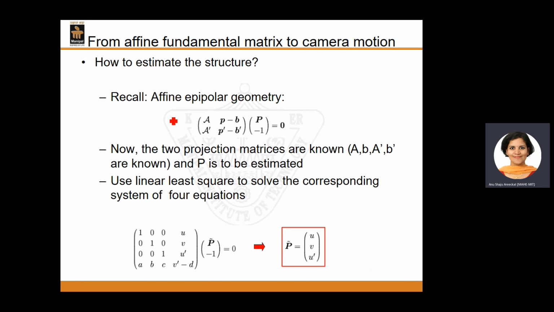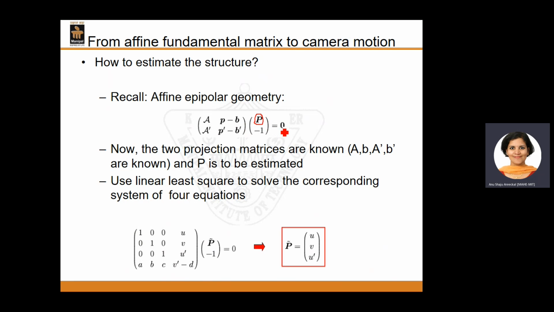So, in order to find out that, we know the affine epipolar geometry is given by this equation, right? (A P minus B, A dash P dash minus B dash) into capital P minus 1 is equal to 0. What we need to find out is this capital P.